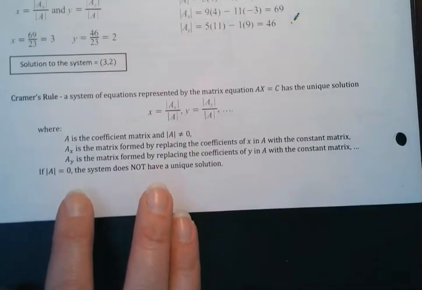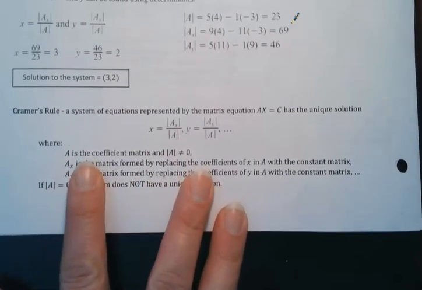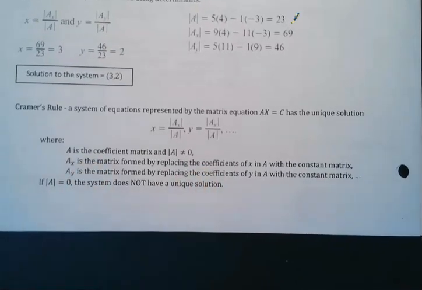Next up, we have this thing called Cramer's rule. Cramer's rule is a system of equations represented by the matrix equation AX equals C that has a unique solution, where x is the determinant of A sub x divided by the determinant of A, and y is the determinant of A sub y divided by the determinant of A. And this keeps going. If we had z, if we had q, it'd be the same thing: the determinant of A sub q divided by the determinant of A.